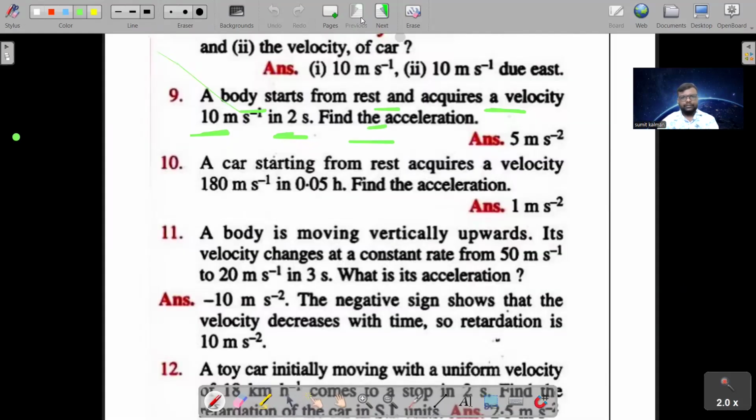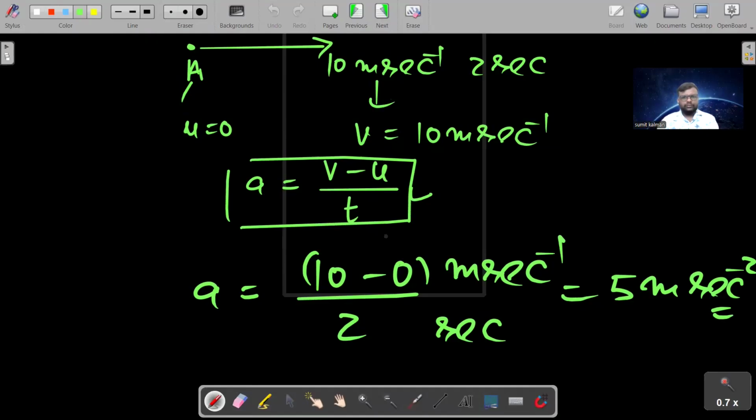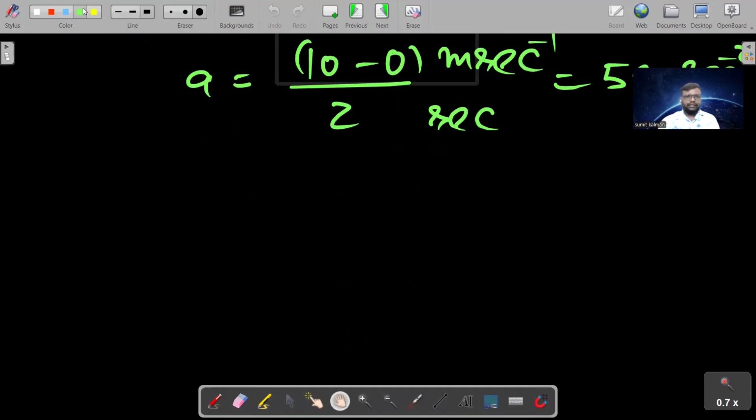Now, next, students, the next same type of problem. See, a car is starting from rest and acquires a velocity of 180 meter per second in 0.05 hour. You have to find the acceleration. So again, apply the same formula. So we'll apply problem number 10. Acceleration a is equal to final velocity minus initial velocity upon time.